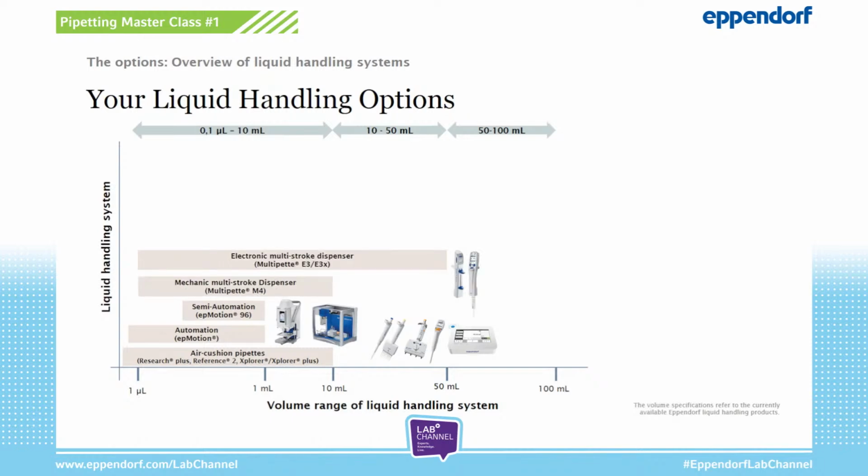Mechanical and electronical multiple dispensers, on the other hand, are based on the positive displacement principle, and as the name suggests, can be used for repeated dispensing of defined volumes of up to 50 ml. These devices are also referred to as dispensers or repeaters. Especially the electronical versions usually have additional functions beyond just, let's say, normal dispensing.